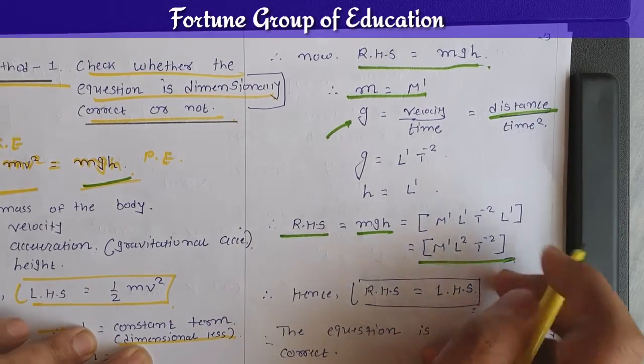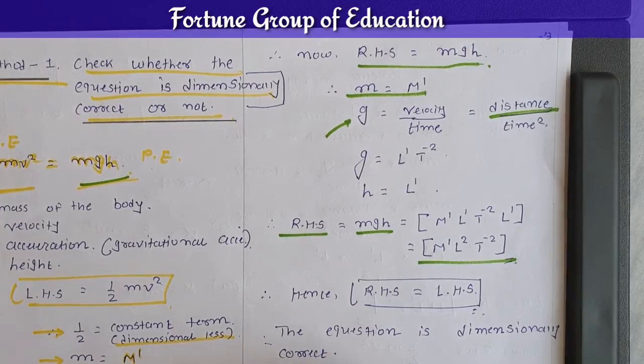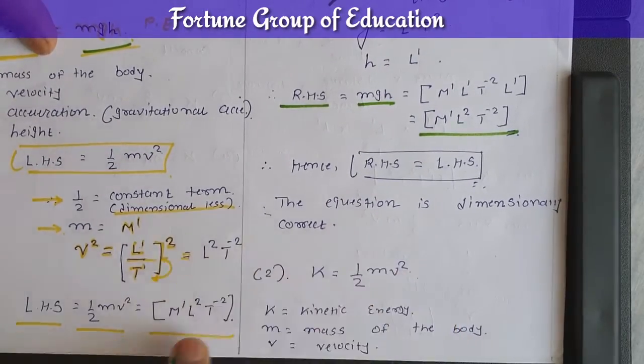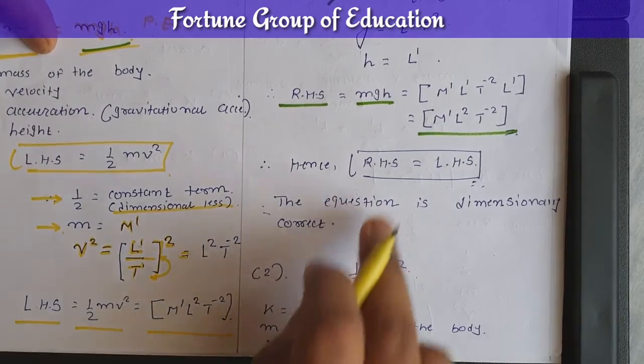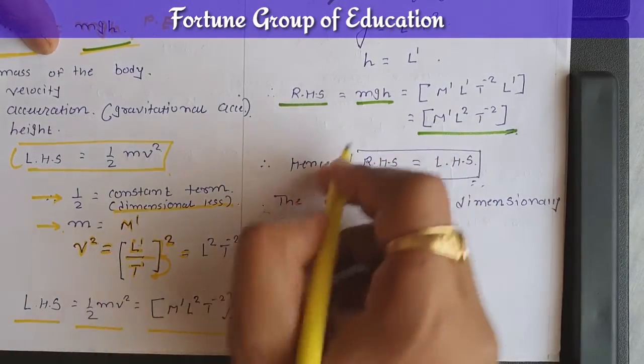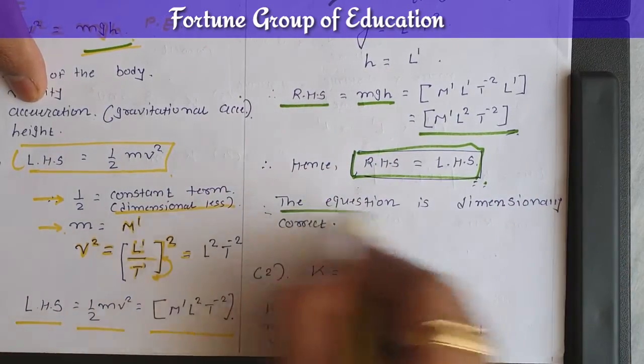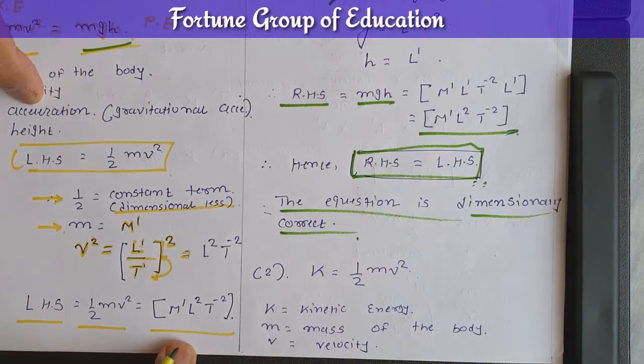So we have to compare both equations, from the left hand side and the right hand side. The left hand side equation is M1 L2 T-2, and the right hand side equation is M1 L2 T-2. Here the RHS equals the LHS, so we can consider the equation dimensionally correct.